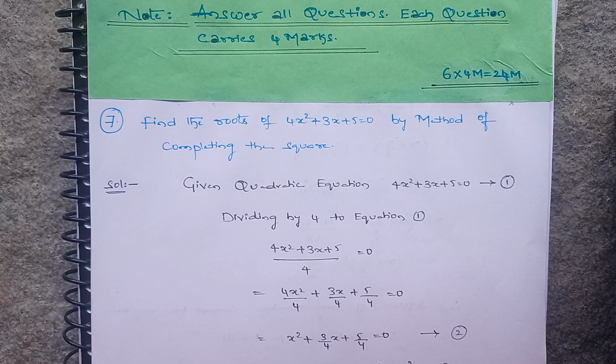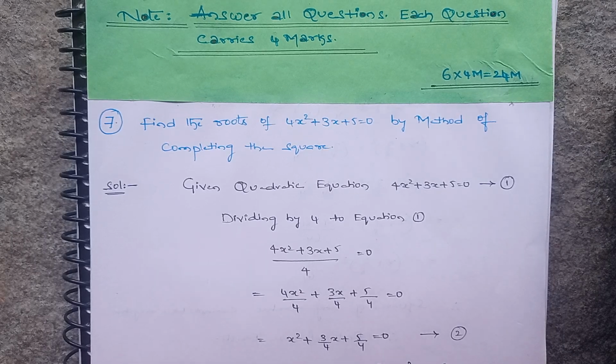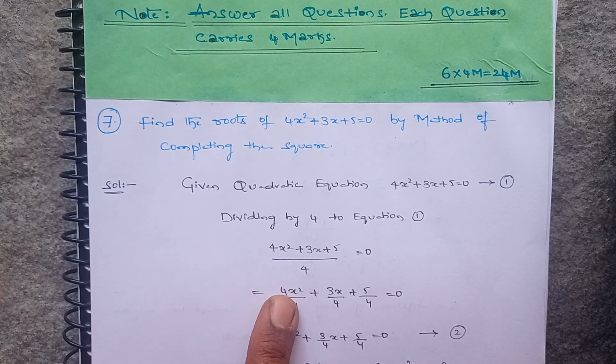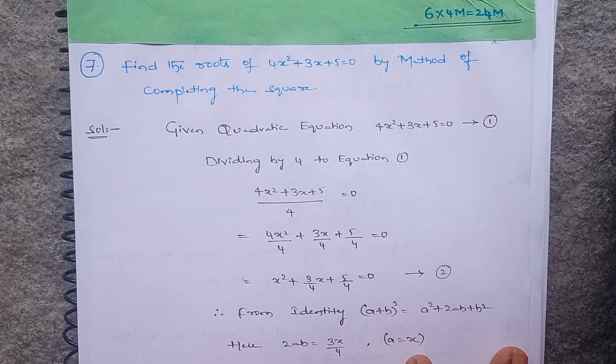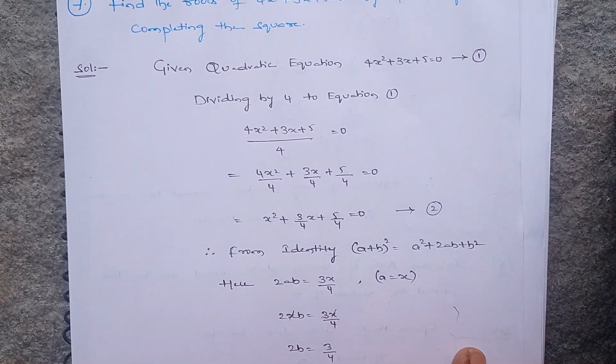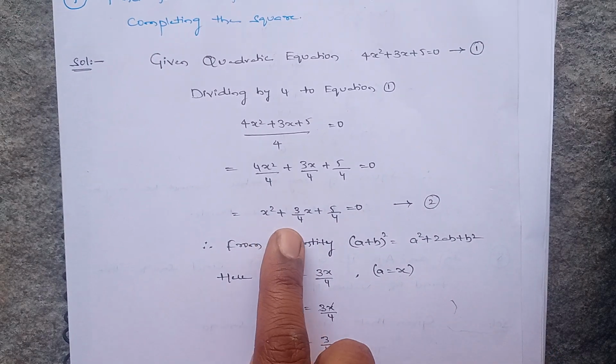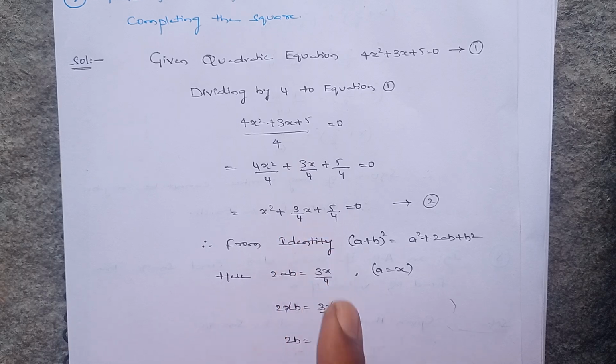Comparing with the quadratic equation ax square plus bx plus c equal to 0. So what is the x square coefficient? With that, divide the given equation. Here the coefficient of x square is 4, so divide by 4. Now what do we get? We get x square plus 3 by 4x plus 5 by 4 equal to 0.